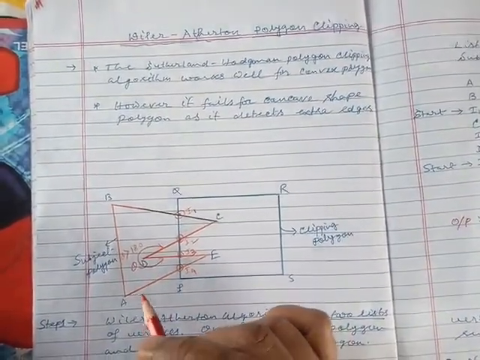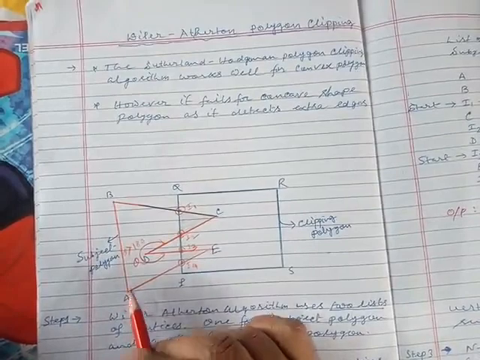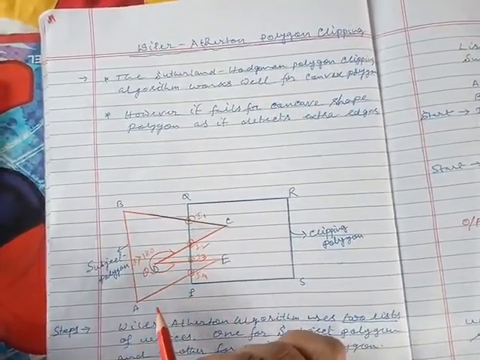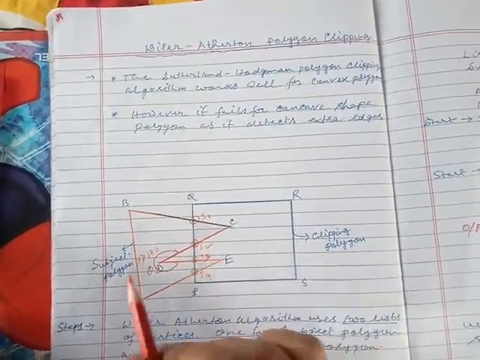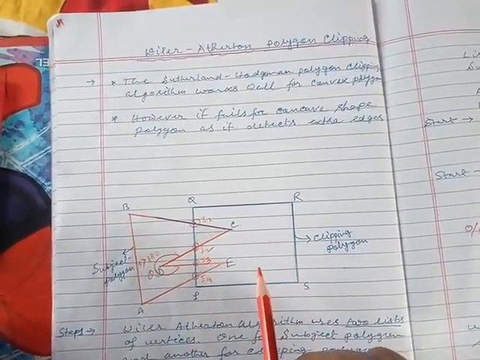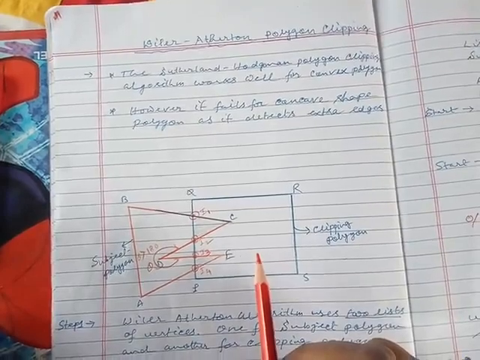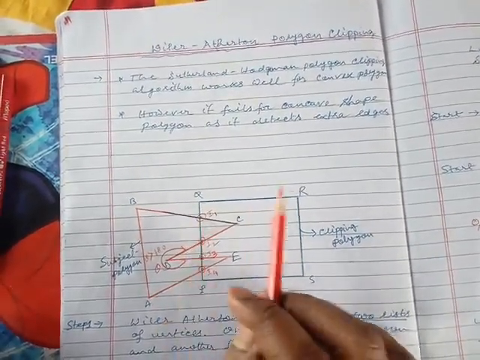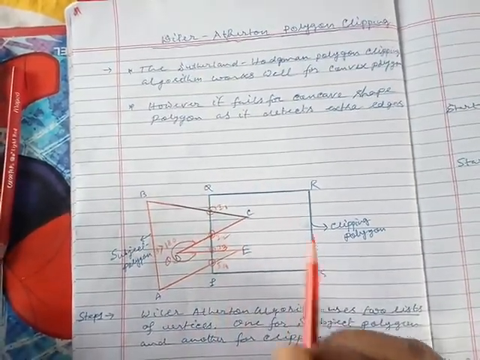For example, here in this case, as per the figure, A, B, C, D, E and A is our subject polygon shown in orange color, and P, Q, R, S is our clipping polygon. The clipping polygon need not necessarily be a rectangular or square window. It can be of any polygonal shape.